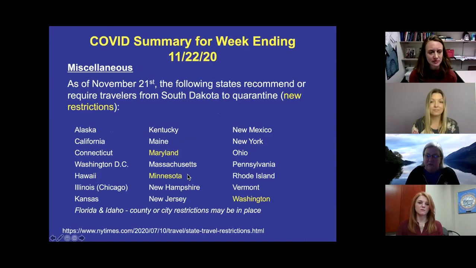As far as travel restrictions, last week we had 2 new states. This week we have 3 with travel restrictions for travelers from South Dakota: Maryland, Minnesota, and Washington. And I know there's a lot of people in South Dakota who like going over to Minnesota, and this travel restriction is really a recommendation. It's not a requirement, but they are recommending anybody that comes from South Dakota into Minnesota quarantine for 14 days before they go out and do things in Minnesota.